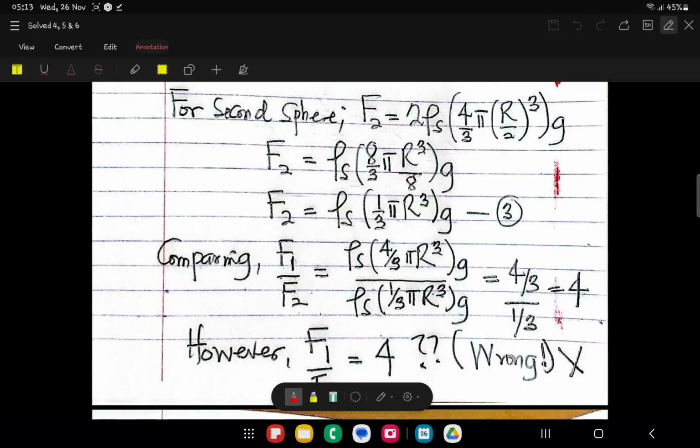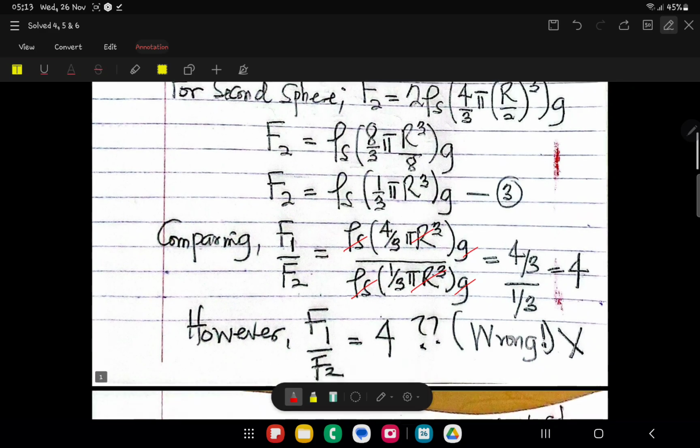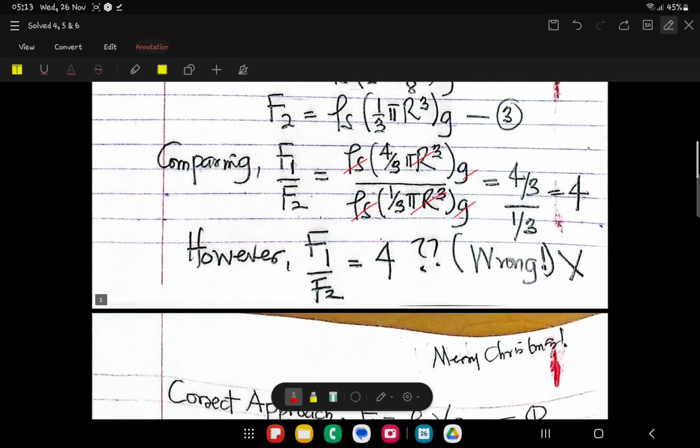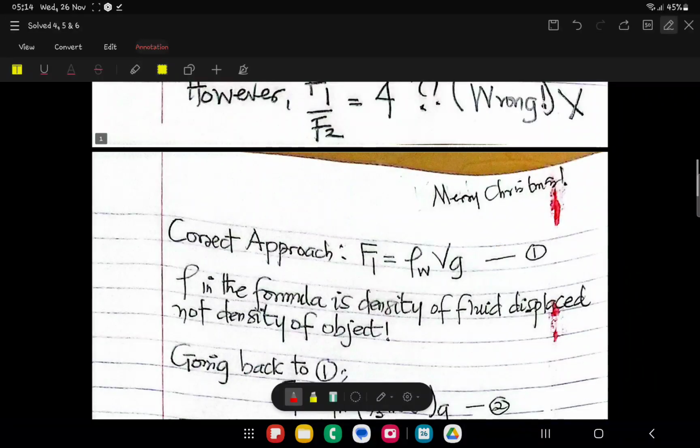Now when we compare, like the question wants us to find the ratio of F1 over F2, most of the expressions are common, so they will cancel out, and we'll end up getting our ratio of F1 to F2 to be 4. But like I told you before, this answer is wrong, and I'm about to tell you why. This answer is wrong because of this.